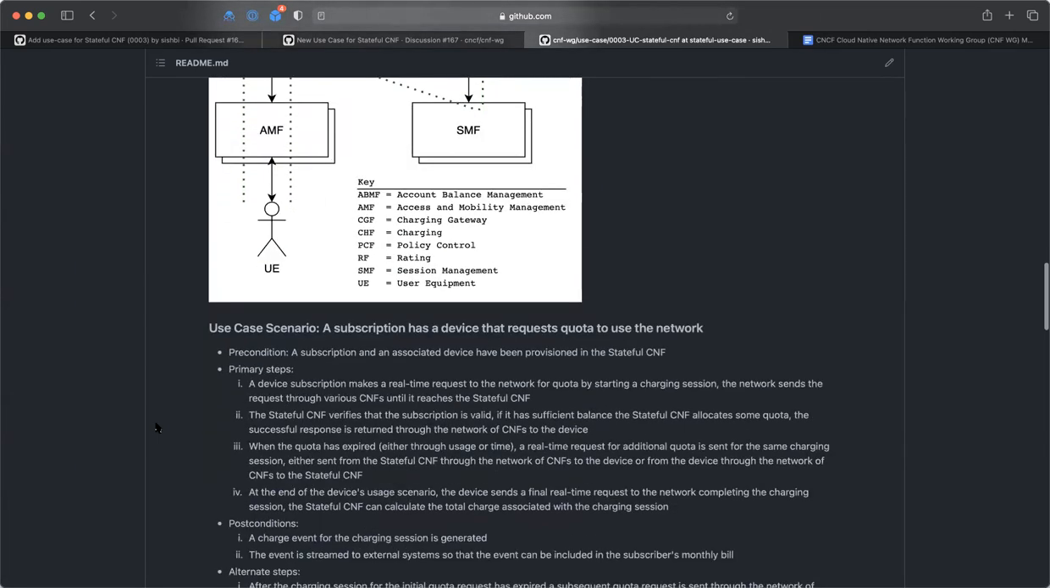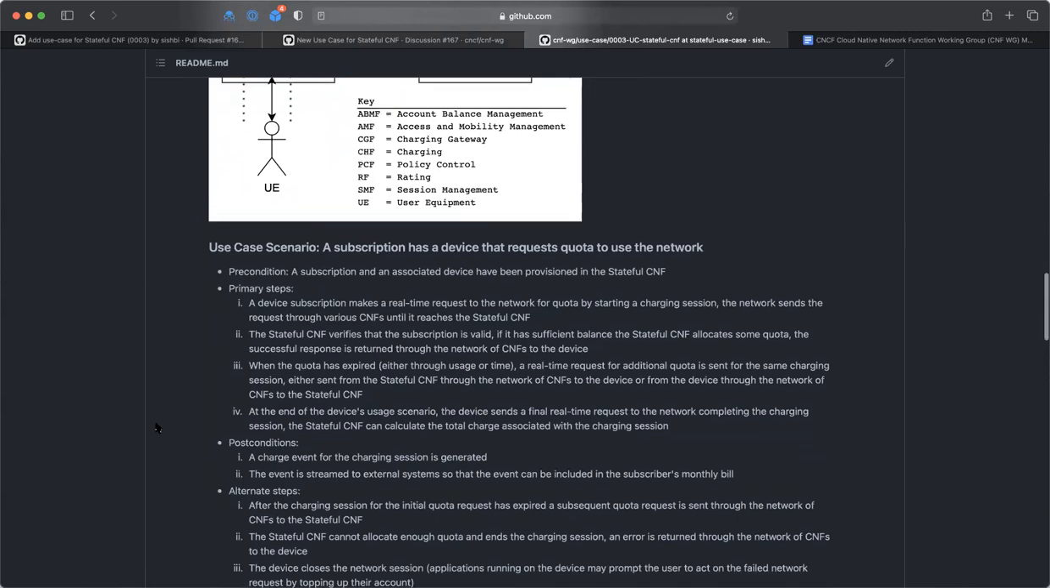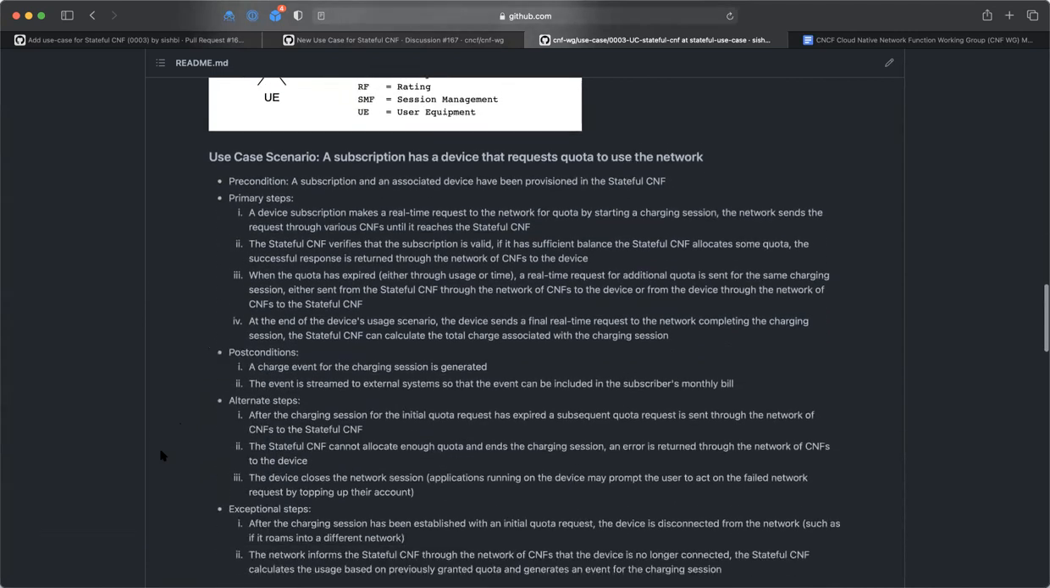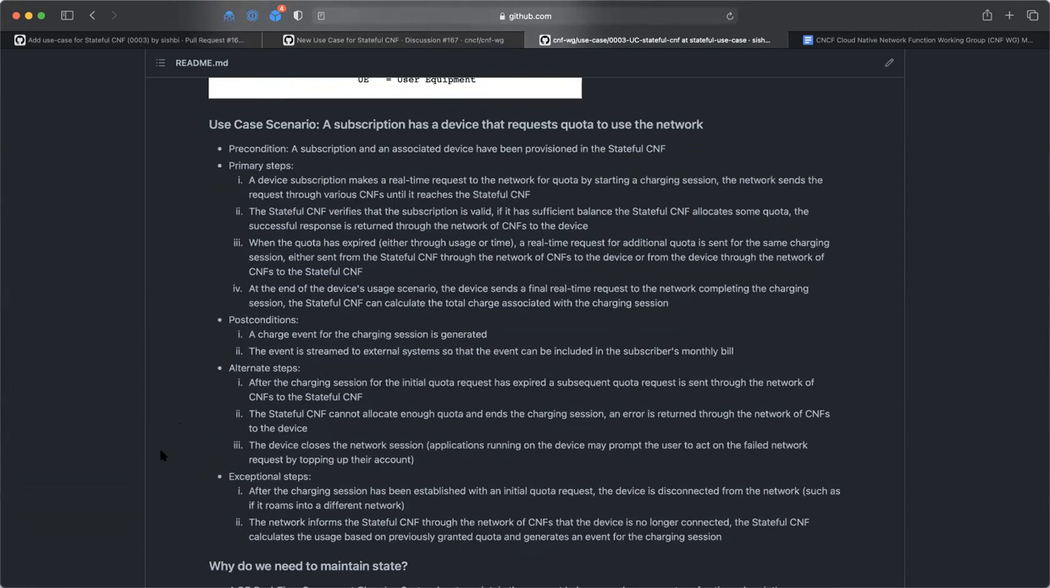So the precondition here is that we have a user, this little stick man here, and they have a device and they're registered with the service, so they are allowed to use the network. And the initial step is that the device subscription makes a real-time request to the network for quota to use the network, and it starts a charging session.